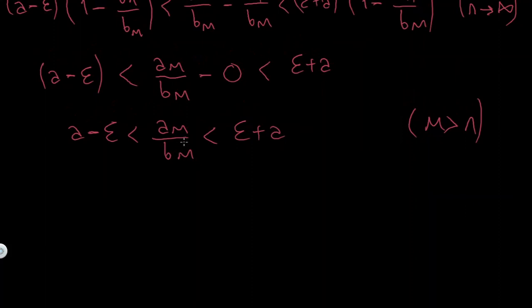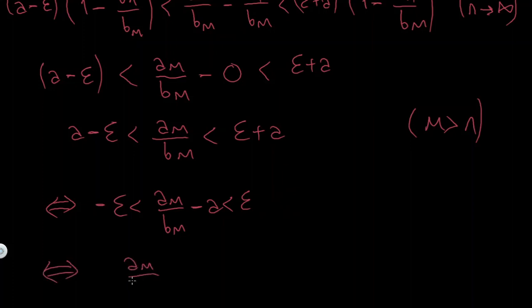So here, if I look at what I squeezed, instead of an over bn, I squeezed am over bn. And now if I again subtract a from all sides, it's going to be true whenever minus epsilon am over bm. So let's write it on this line: am over bm minus a is less than epsilon.